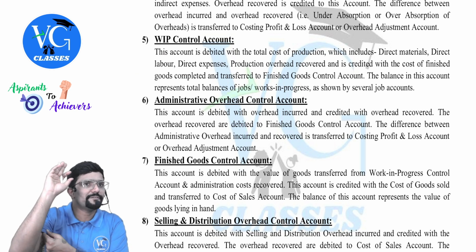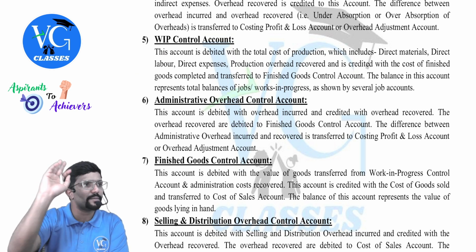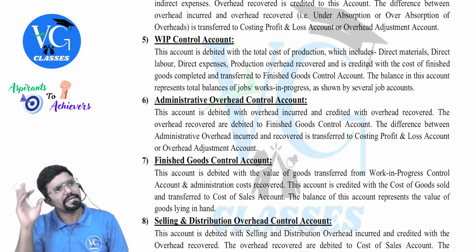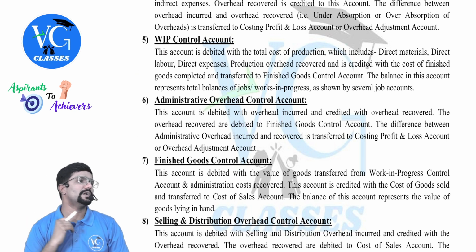Hope you guys are getting it. If it is direct expenses, we don't have any separate account for it. Where do you record it? Straight away in WIP control account.